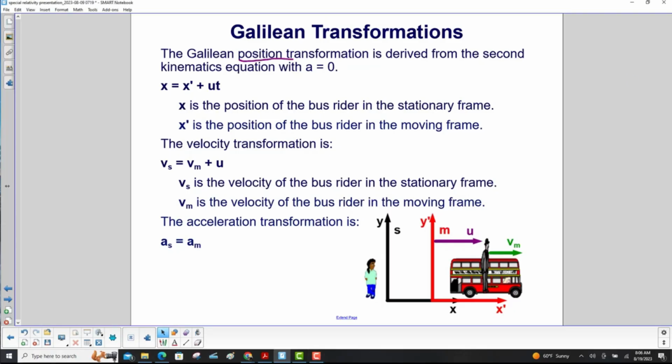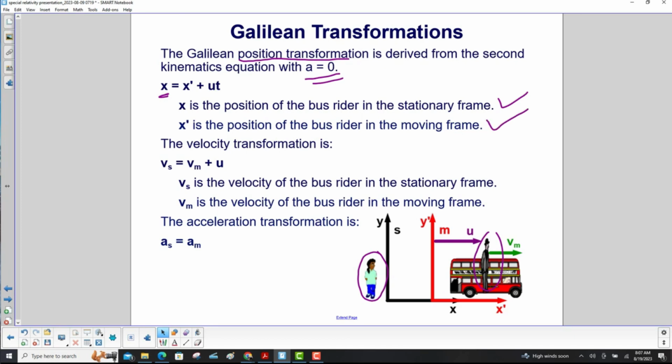First, the Galilean position transformation comes from the second kinematics equation, and a is equal to 0, right? Because neither one of these frames has an acceleration. It's going to be x is x prime plus ut. So x is what this person is measuring. X prime is measured by someone in the bus. U is the velocity of the moving reference frame, which in this case is the bus. So x is the position of the bus rider in the stationary frame, just saying it again. X prime is the position of the bus rider in the moving frame.